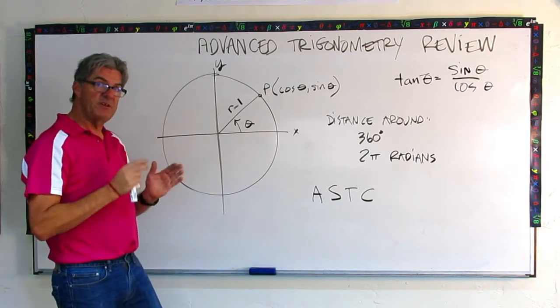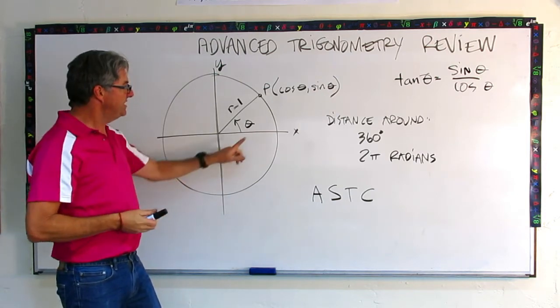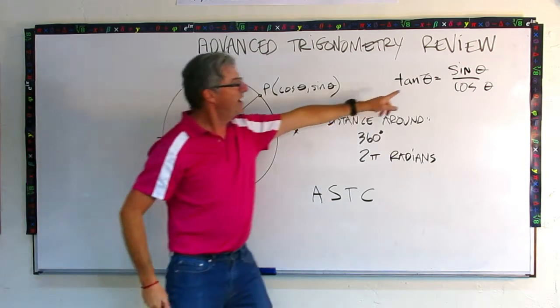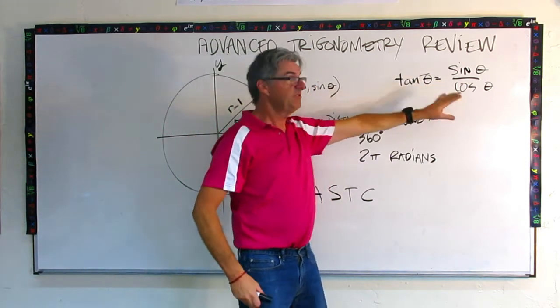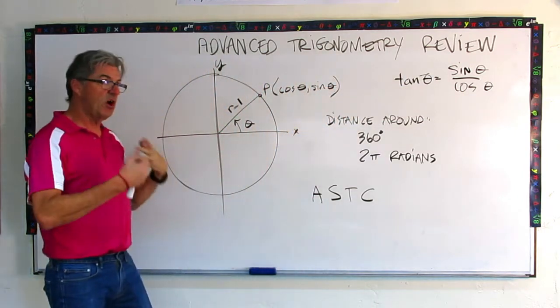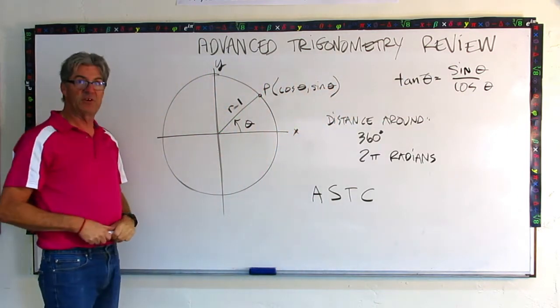Finally, another thing to know that we developed a little later in the chapter was that the tangent of this theta, right here, is equal to sine theta divided by cosine theta. So now we have all 3 of those trig functions all related here and shown on the unit circle.